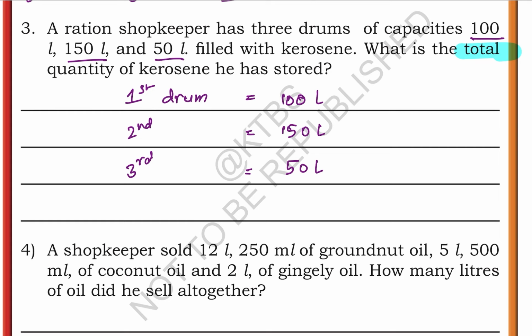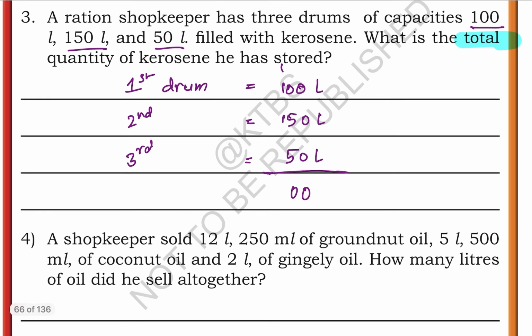We must find the total quantity of kerosene, then we must add it. 0 plus 0 plus 0 is 0, 5 plus 5 is 10, 0 and 1 carry, 1 plus 1 plus 1 is 3. What is the answer? 300 liter. Right, here the total quantity of kerosene he has stored is equal to 300 liters.